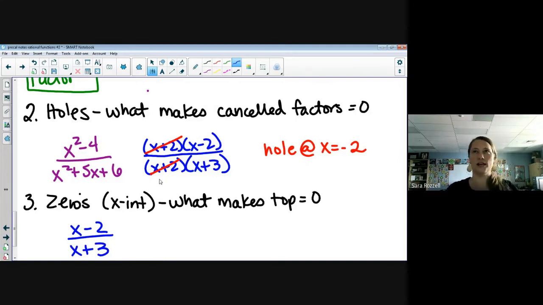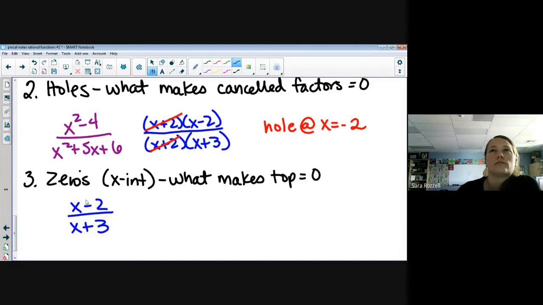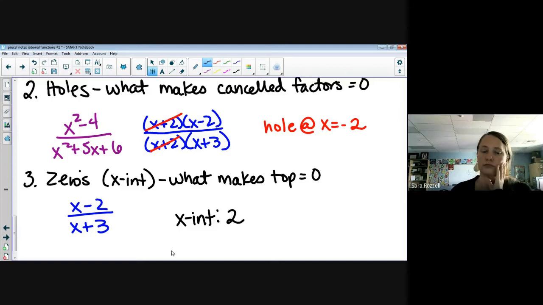So if we continue with this problem, I don't use the canceled factors anymore. It's x minus 2 over x plus 3. What is going to make the top of my fraction equal 0? What number? That's going to be 2, right? So my x-intercept, or my 0, is 2. It comes from the top.